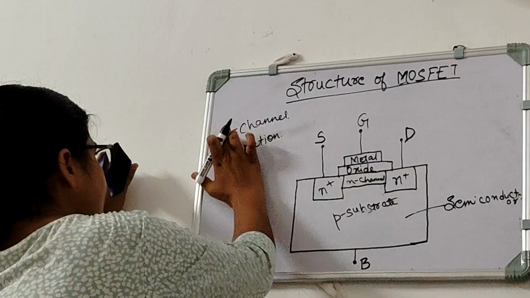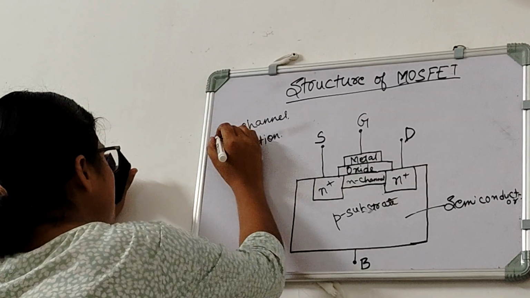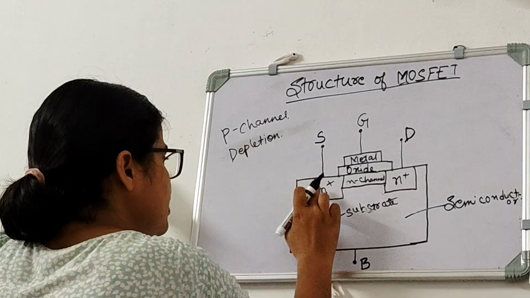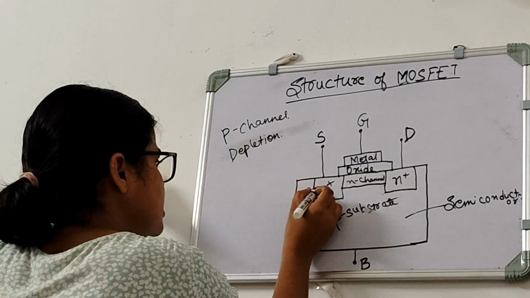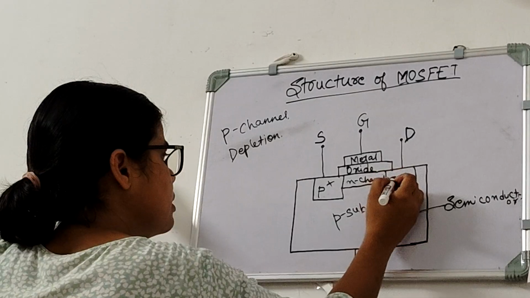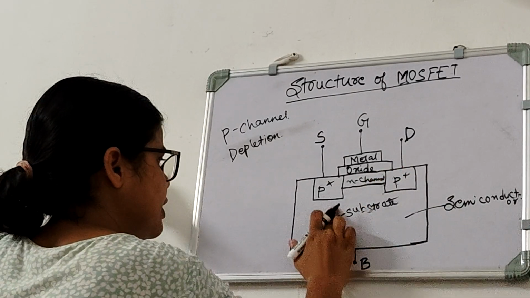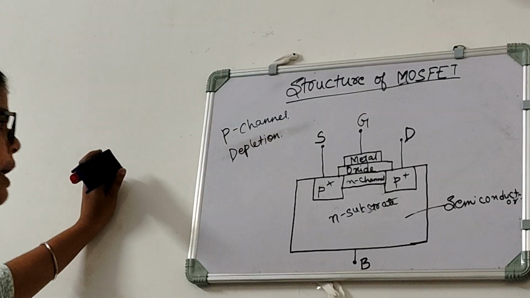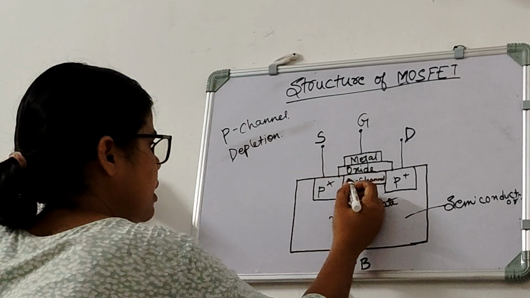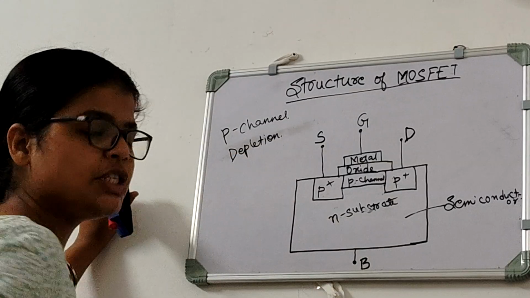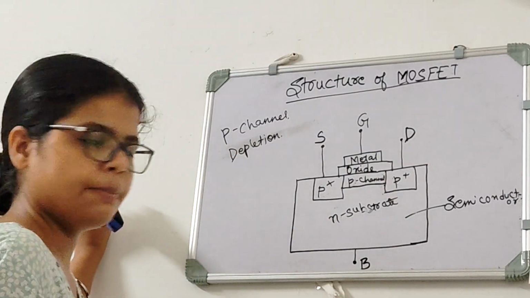Now if we draw P channel depletion type MOSFET structure, we will have to change these N plus into P plus, and this P substrate into N substrate. So this N channel will be converted into P channel. So this is P channel depletion type MOSFET structure.